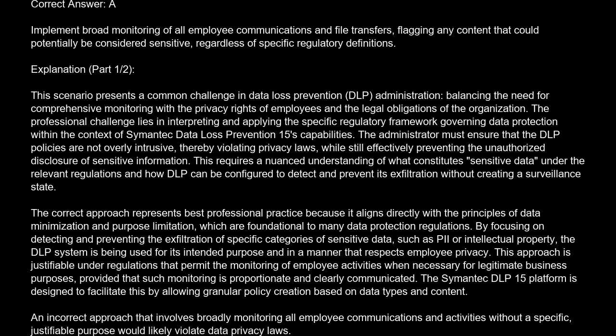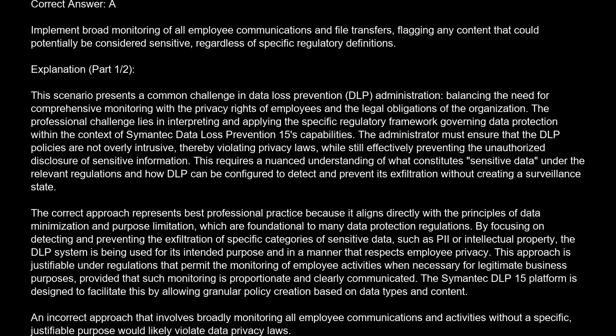This scenario presents a common challenge in data loss prevention, DLP, administration, balancing the need for comprehensive monitoring with the privacy rights of employees and the legal obligations of the organization. The professional challenge lies in interpreting and applying the specific regulatory framework governing data protection within the context of Symantec Data Loss Prevention 15 capabilities. The administrator must ensure that the DLP policies are not overly intrusive, thereby violating privacy laws, while still effectively preventing the unauthorized disclosure of sensitive information.